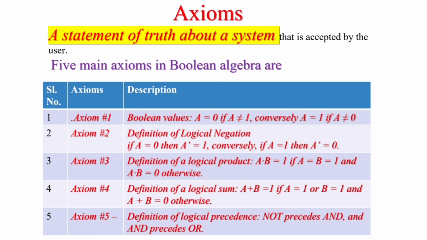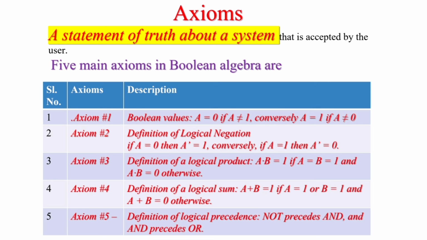The first one is axiom 1, and axiom 1 is about the Boolean values. So a variable a will have a value a equal to 0 if a is not equal to 1, and conversely a will be equal to 1 if a is not equal to 0. Axiom 2 states the definition of logical negation. That is, if a equal to 0, then a complement equal to 1. Conversely, if a equal to 1, then a complement equal to 0.